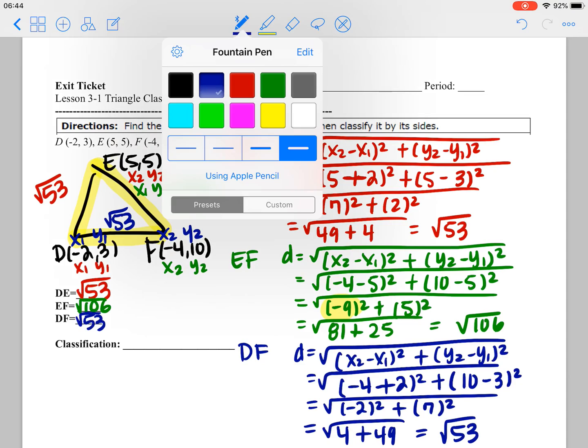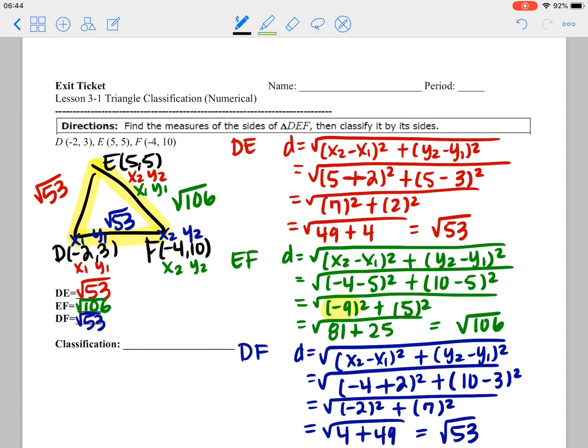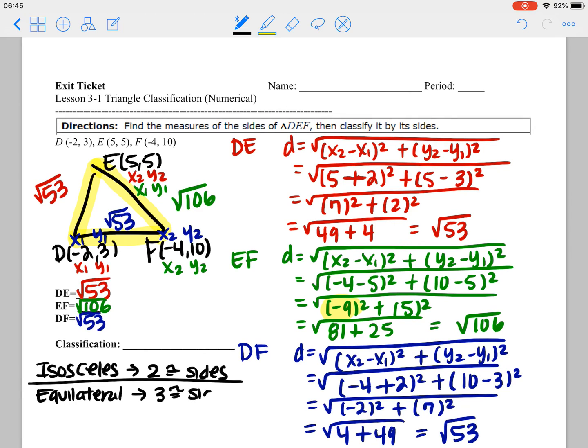All right. Now, in order for me to finish this problem, I need to give the classification. Today in class, we talked about isosceles triangles, which are those that have two congruent sides. We talked about equilateral triangles, which are those that have three congruent sides. And lastly, the scalene triangle is the one that has no congruent sides.